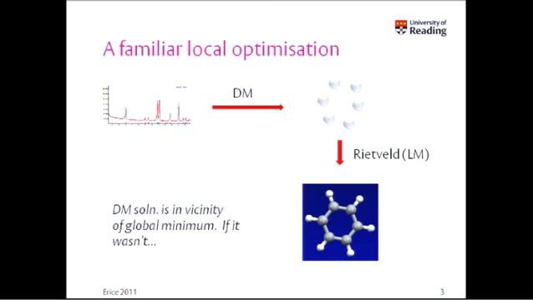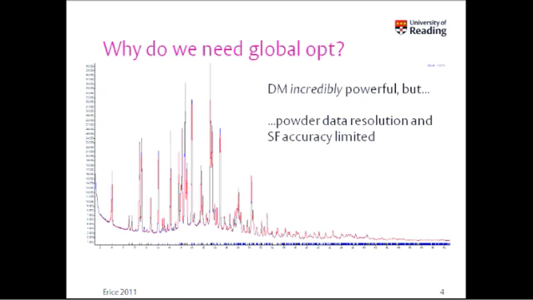Now, what happens when the solution is not in the right area? Well, we're going to converge to a local minimum, which is not the correct crystal structure, and that is of really no value to us. So why do we need global optimization methods?